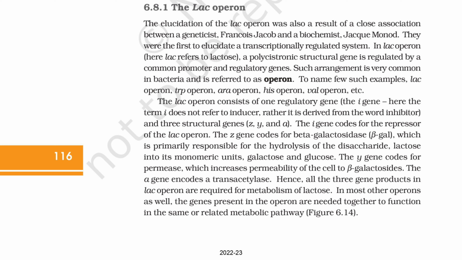Here the term I does not refer to inducer, rather it is derived from the word inhibitor, and three structural genes, Z, Y, and A. The I gene codes for the repressor of the Lac operon.